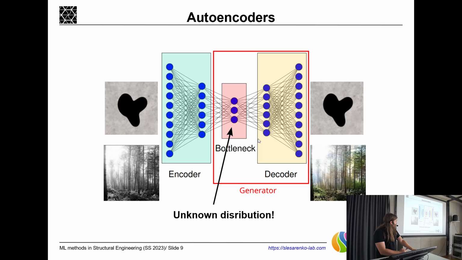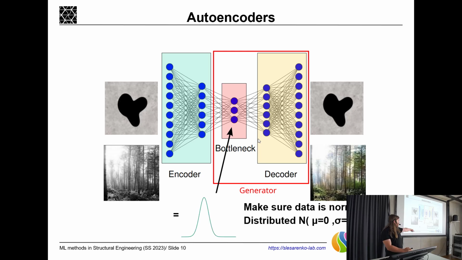Since this is unknown and it might be absolutely complex, we want to restrict this distribution. We want to make sure that it's usually a very simple normal distribution. And if our training data in this space gets into such a distribution, we can just sample from this distribution and we will get a number out there. Does it make sense what I just said? A little bit? Or was it too fast?